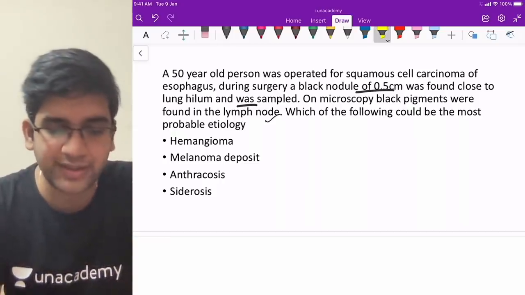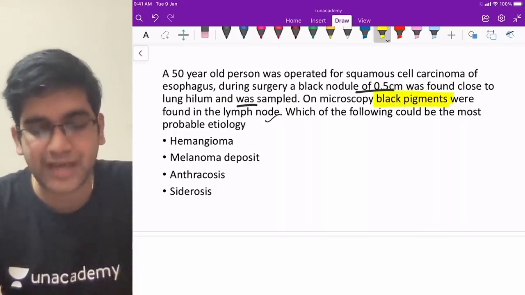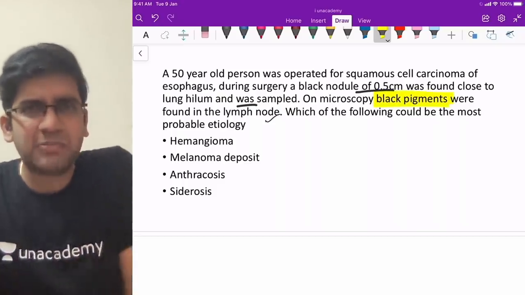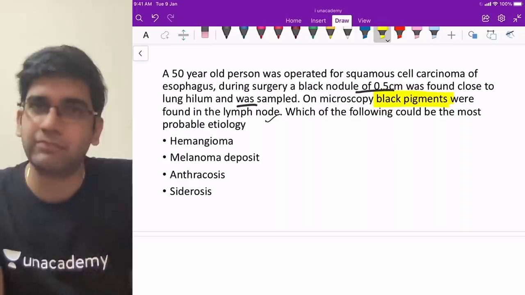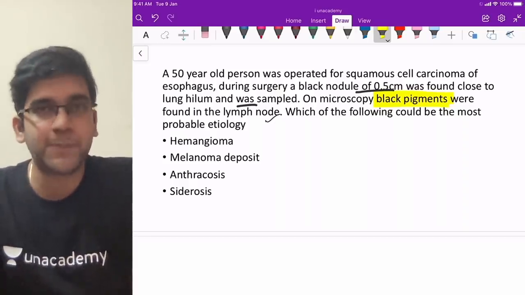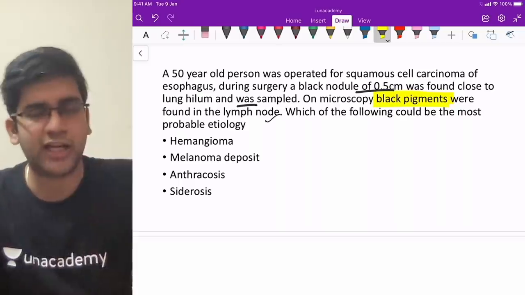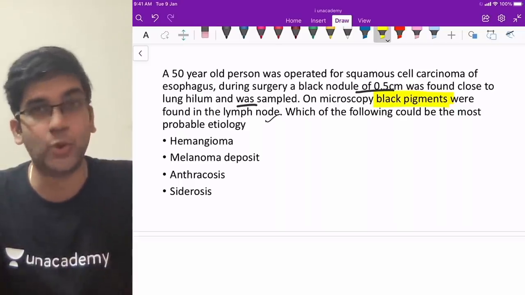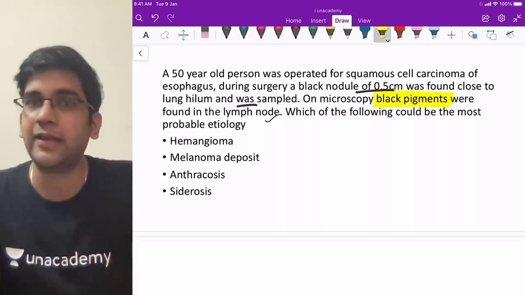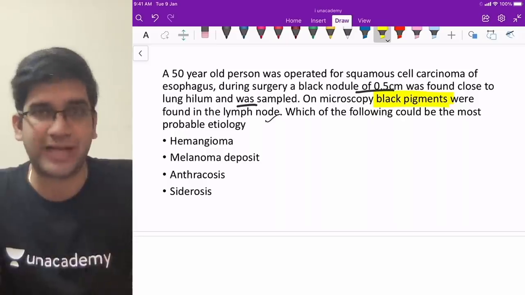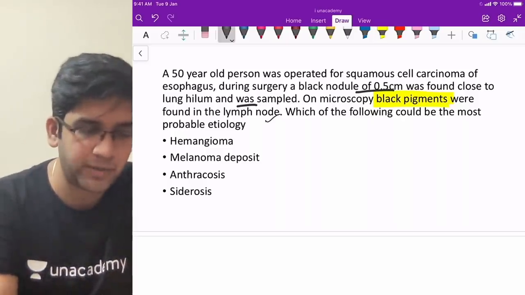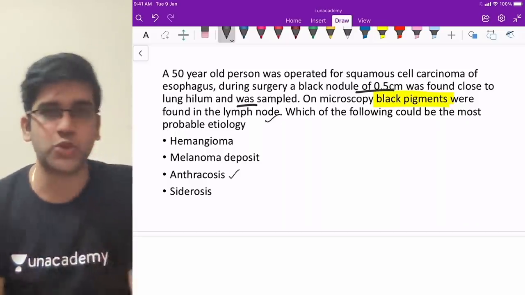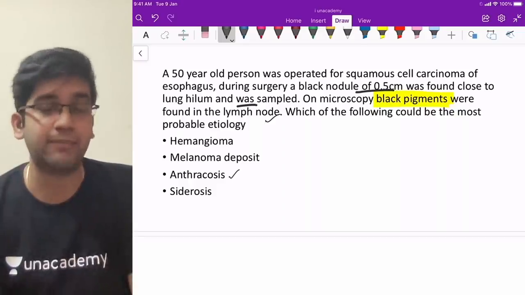The clue here relies on only one fact: it's black pigments. I've repeated this multiple times in class. Whenever you have black pigments in any part of the body, especially lungs or in hilar lymph node, the first possibility is going to be coal, only coal, right? Melanoma will not cause black pigments. I've told this again, it's not going to be melanoma, it is going to be your anthracosis only. That's my first possibility for any black pigments.